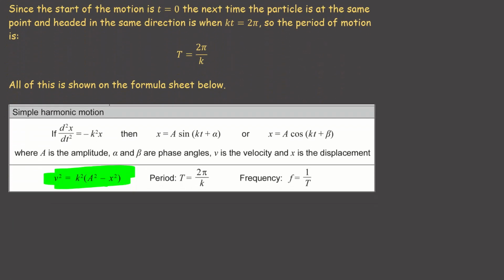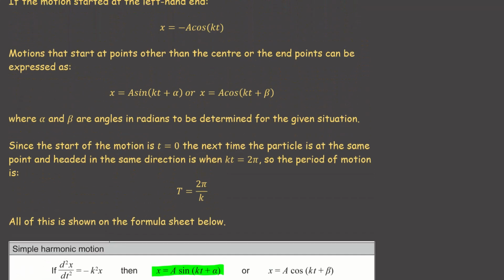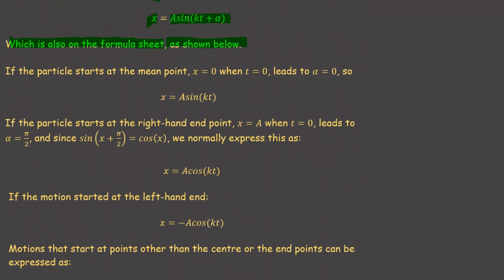Let's go and have a look at that one. And here it is just here. If the particle starts at the mean point, x equals 0 when t equals 0. That leads to alpha equals 0. So in that particular case, we can just use x is equal to a sine kt.